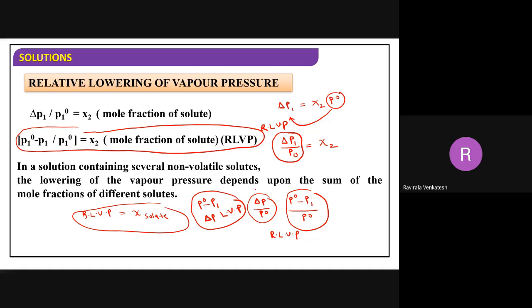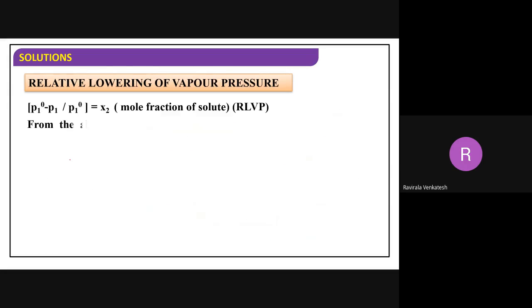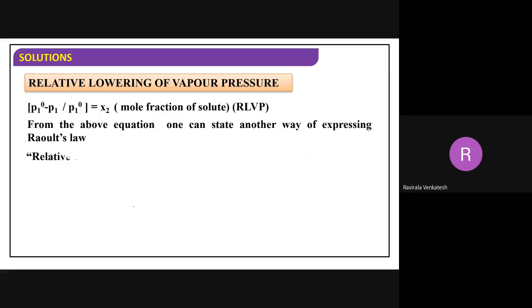So you have to remember these formulas like this, because in the examination they may directly give the data, such as the relative lowering of vapor pressure is this much. That means P naught minus P divided by P naught is equal to the given data. Right? Now, what is the formula for mole fraction of solute? Again, I will write the mole fraction of solute formula like this.